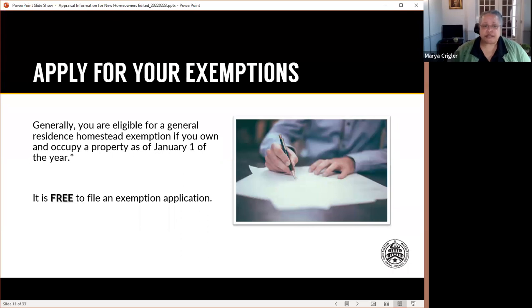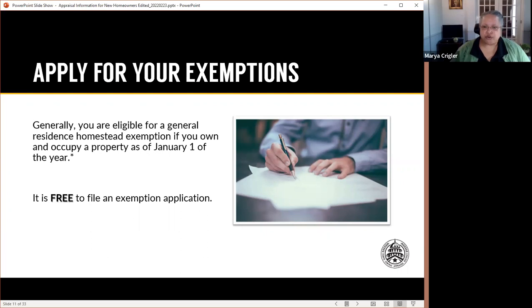Now, to apply for your exemption, generally you're eligible for your residence homestead exemption if you own and occupy your property as of January 1st of that year. Now, there are some exceptions that allow you to apply for it earlier. And there are some opportunities for you to file a late application, and we'll talk about that. But in general, most property owners are eligible for that exemption if they own and occupy the property on January 1st of the tax year.